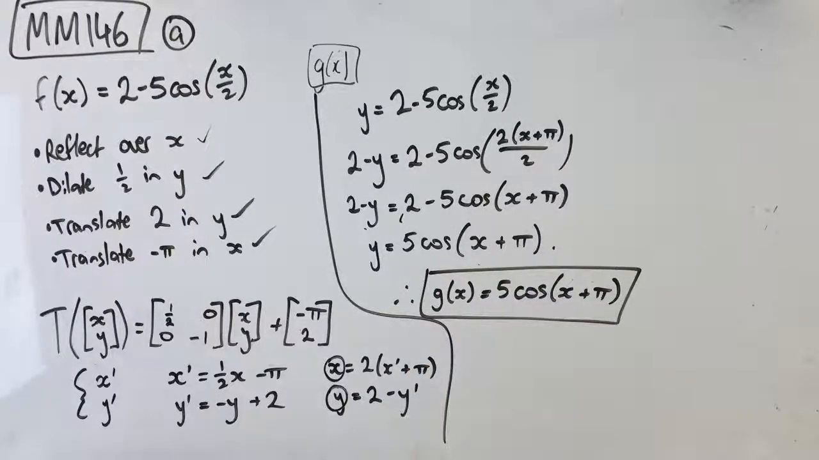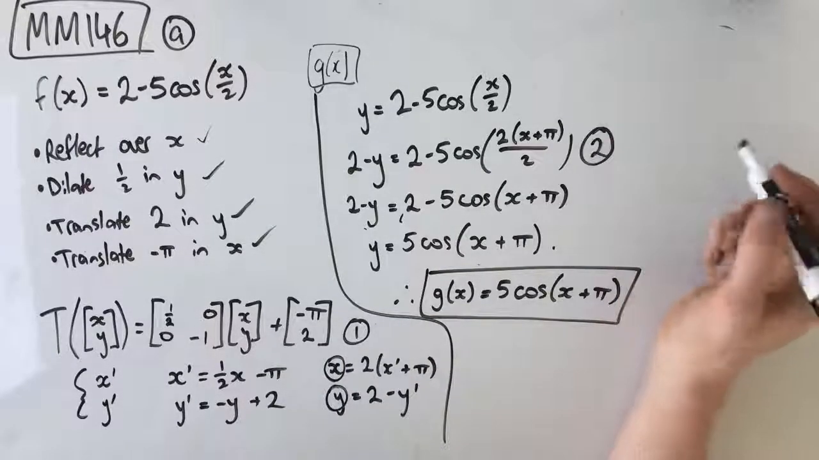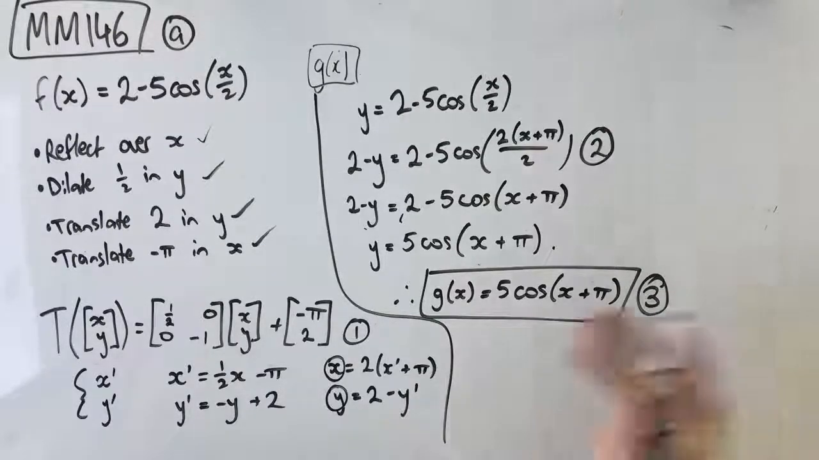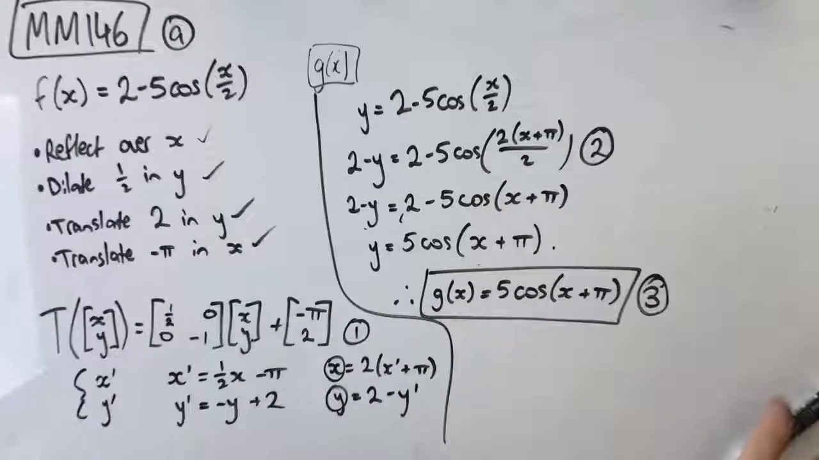So guys, this is the 3-mark question. First mark comes by identifying the transformation matrix. Second mark comes by subbing everything in. And the third mark comes by actually writing g of x is equal to whatever it is and answering the question completely properly, okay? So that's part A.